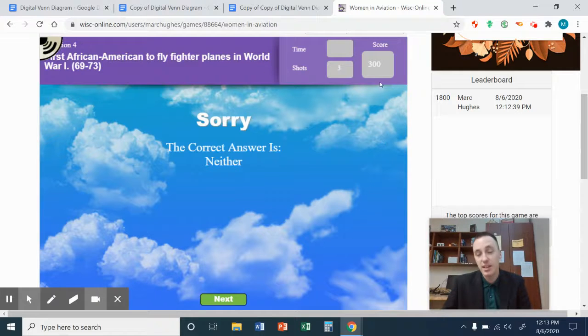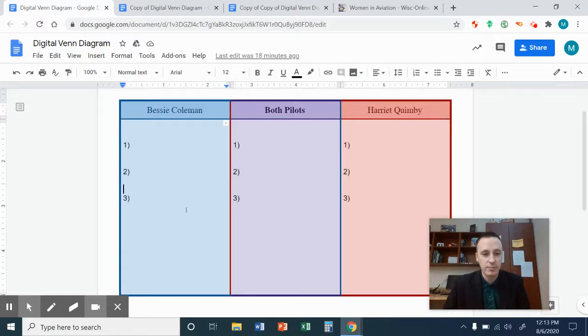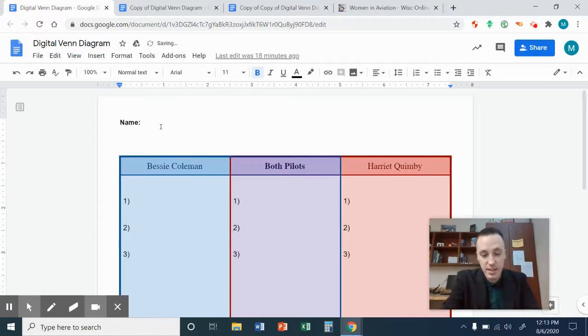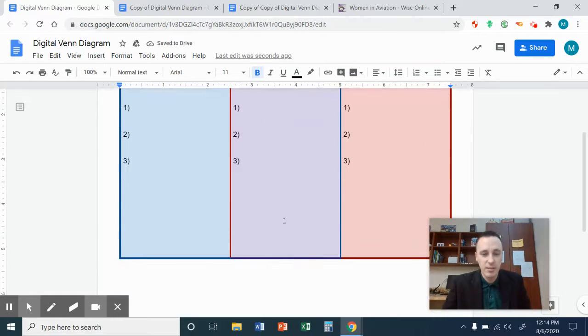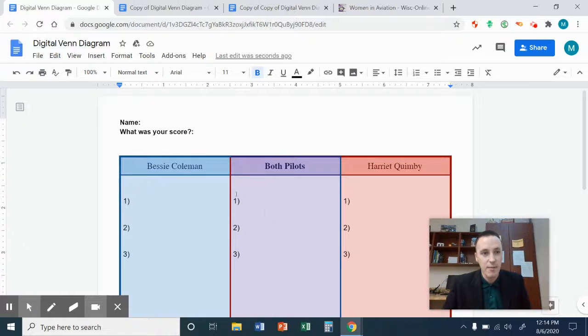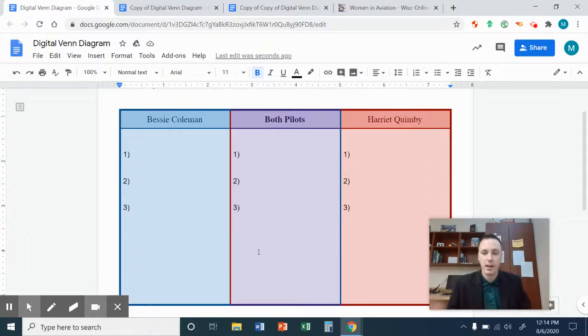When you're done, I'd like you to remember your score so you can put it on your assignment and have at it. In fact, what I'm going to do right this second is add what was your score. Fill that in right there. And then do as you'd like. Whatever you remember or need to look up, either one is fine to fill out today's Venn diagram for women in aviation. And I don't have a meme for you today, but you know you got this.